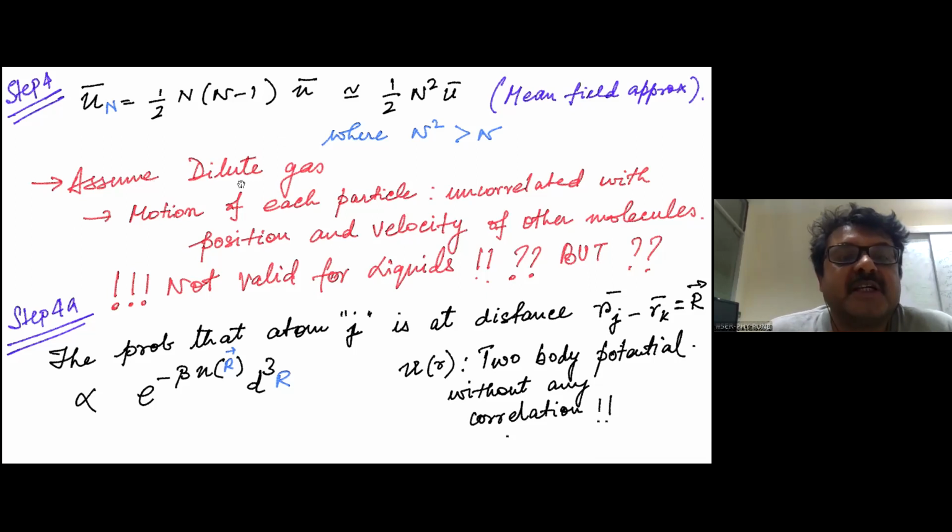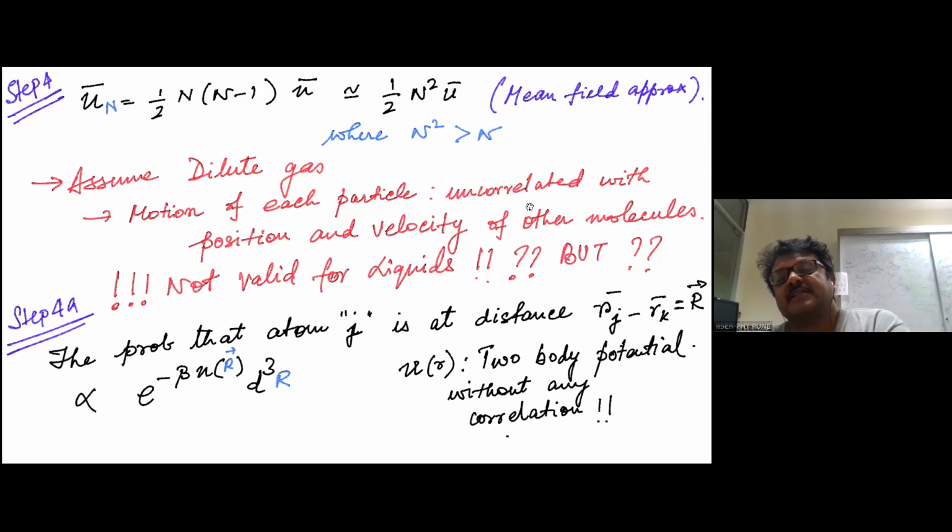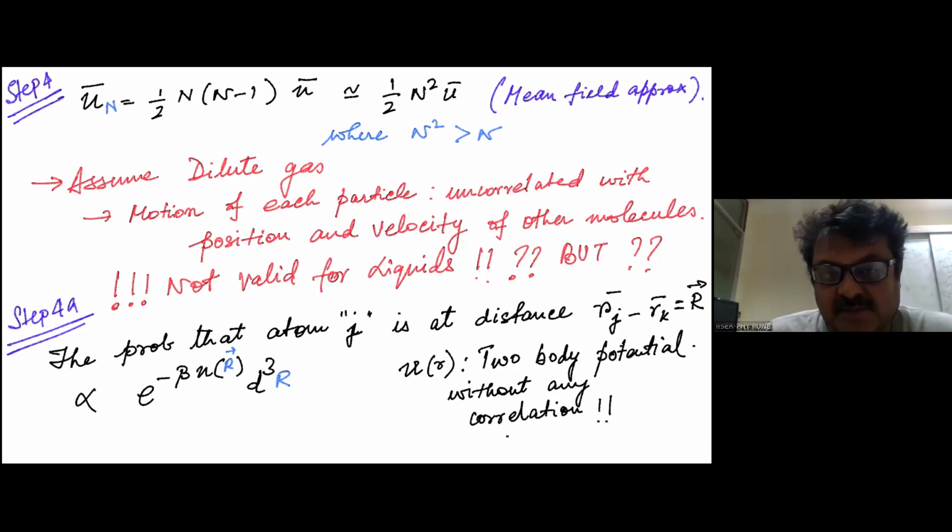So they're assuming a dilute gas, in that the motion of each particle is uncorrelated with the position and velocity of other molecules. I've said, well, that is questionable for liquids, but we're going to go ahead with this assumption. Of course, you can also do molecular dynamics where you have interaction between all particles, but for analytical purposes, we're going to make some simplifications. And the surprising part is statistical mechanics works really well in spite of these simplifications, in regimes where they might not be valid. That has been tested out.